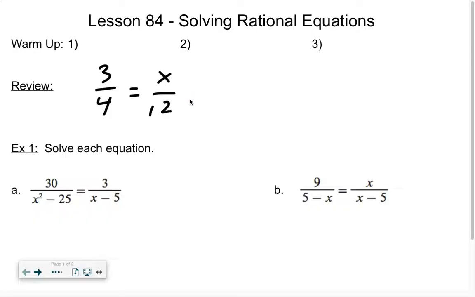So once again, the good news for 84 is you know how to do all these. Because if I give you 3/4 is equal to x over 12, you would tell me you need to do what here? Cross multiply. 3 times 12 is 36, divided by 4 gets us 9.